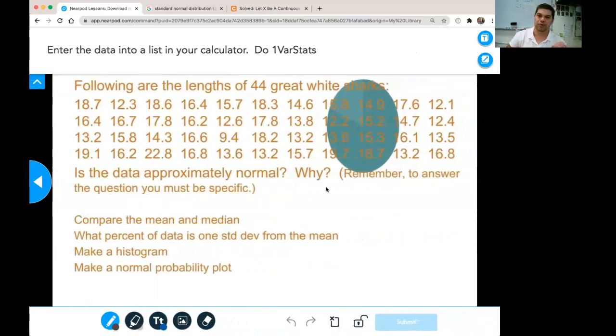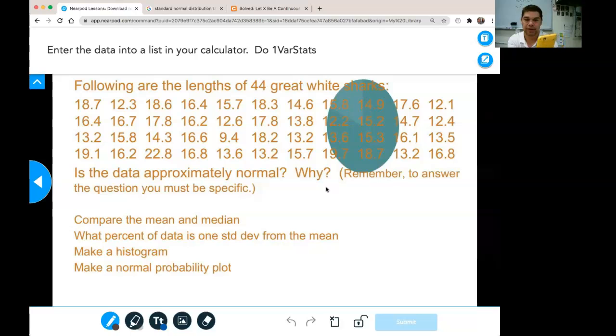So here's an example. We have shark lengths, is the data approximately normal? So we enter the data into a list in a calculator and then make a normal probability plot. So I'm going to do that for the data that we already have in there. Press second y equals. Press enter. And go to on. Press enter. And go to the last graph. The last graph is a normal probability plot.